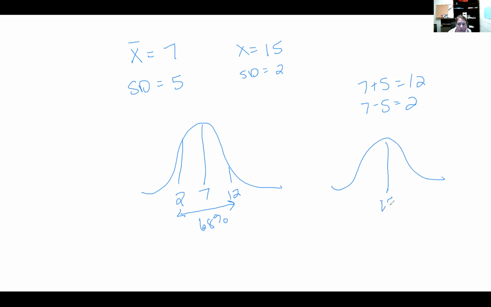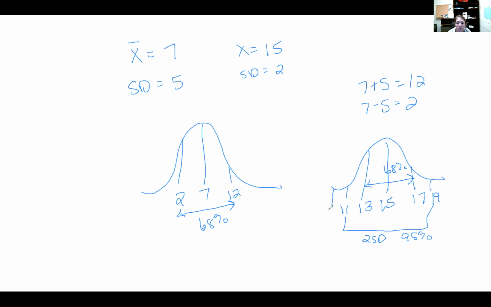So 15 goes here. We're going to go 2 this way, which will be 17, and 2 this way, which will be 13, okay? So that means 68% of your data is going to fall between 13 and 17. All right, then we go 2 more this way, which would be 19, and 2 more this way, which would be 11. So 2 standard deviations means 95% of your data will fall between 11 and 19.